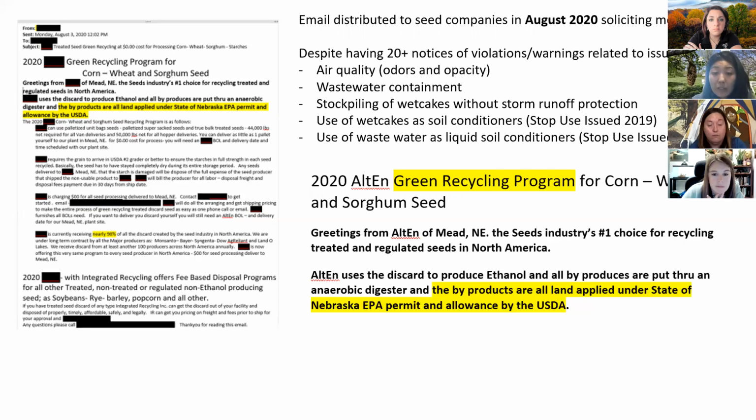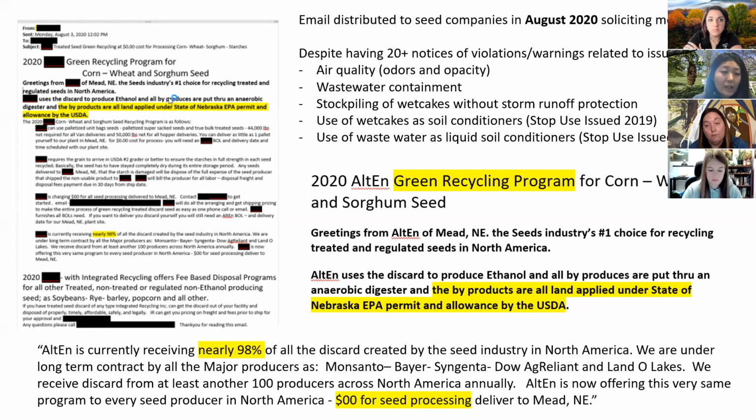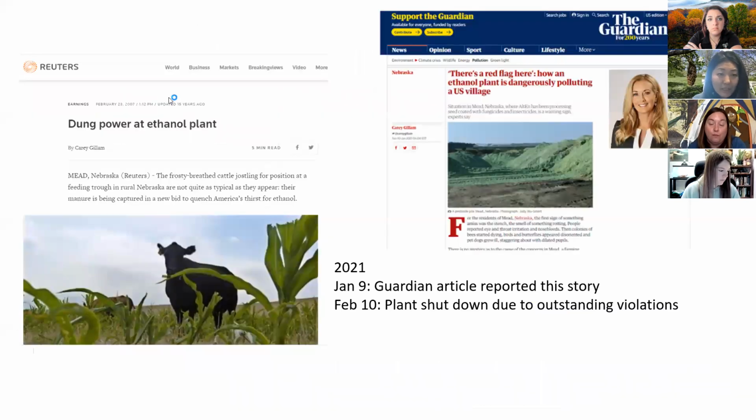And they were still touting a green recycling program, saying that they were land applying all these byproducts according to their permits. And what I think needs to be showcased is the fact that they were self-touting. They were processing 98% of all discarded treated seed in North America. So consider how much crop production happens just in the Midwest alone, and then amplify that for the entirety of North America, over 100 producers. That's a lot that potentially came through our state to dispose of this pesticide-contaminated product.